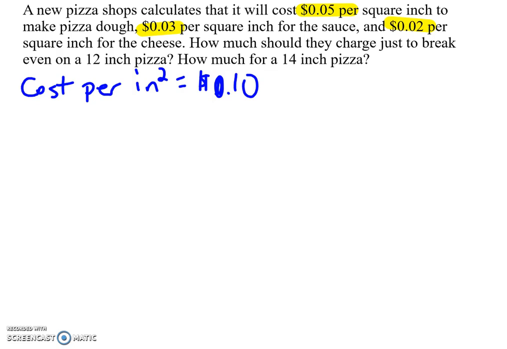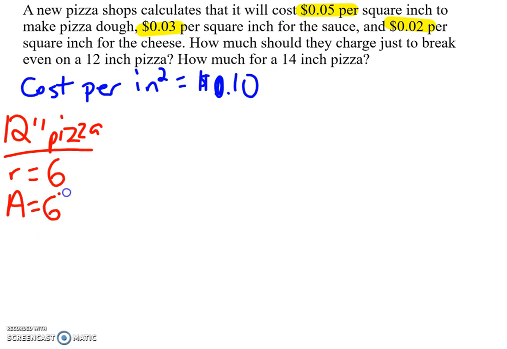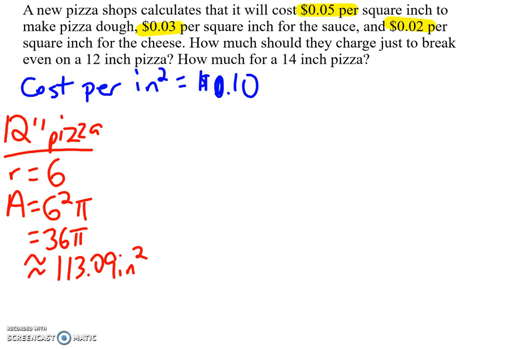So now I need to go to each pizza. So I know that if I have a 12-inch pizza, first thing I have to figure out is, well, what's my radius? I know that my radius then would be 6 inches, and that's needed because I know that area is the radius squared times pi. So that gives me 36 pi, which is approximately 113.00 square inches.